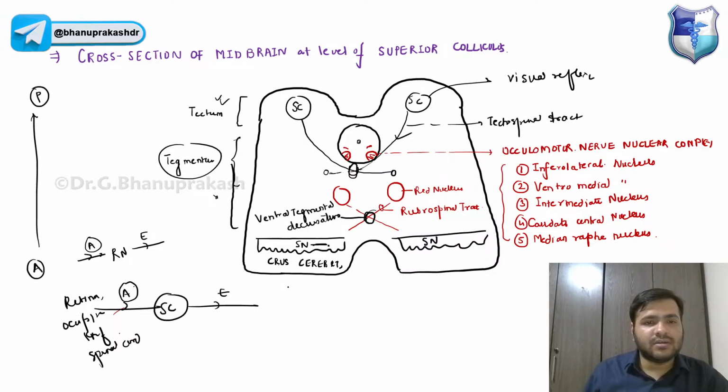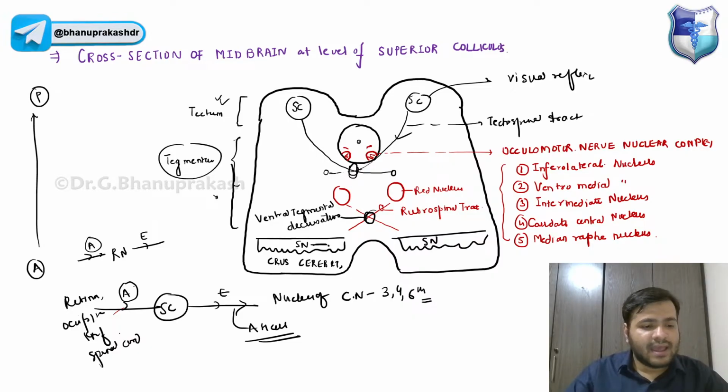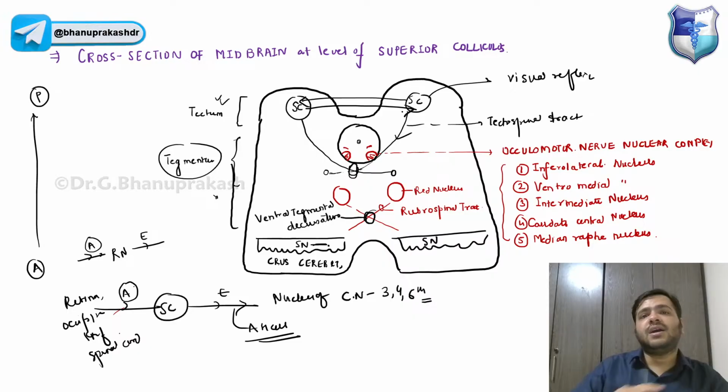You already know to the nuclei of cranial nerves, right? Nuclei of which cranial nerves, guys? You already know, the third, fourth, and sixth cranial nerve, the muscles of the neck, and also to the anterior horn cells of the spinal cord. And also they will be connecting to the superior colliculus of the opposite side. So it will be giving efferent fibers to the superior colliculus of the opposite side also. That is something you have to remember over here.